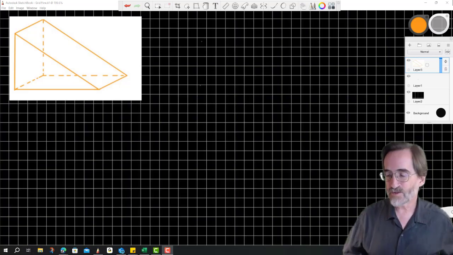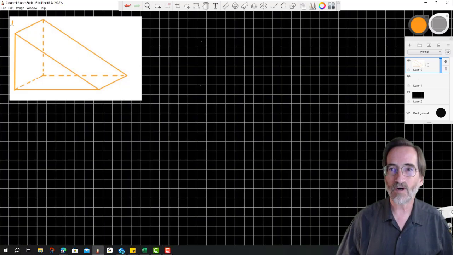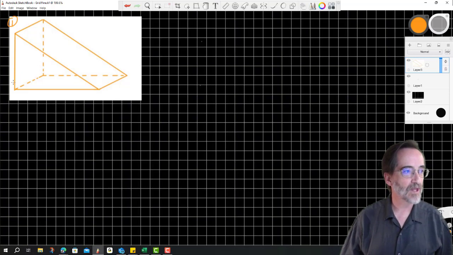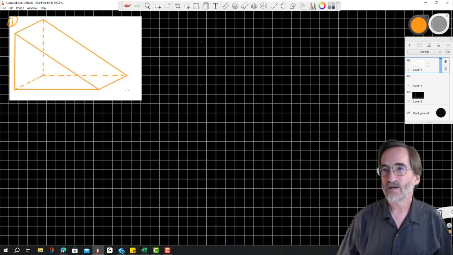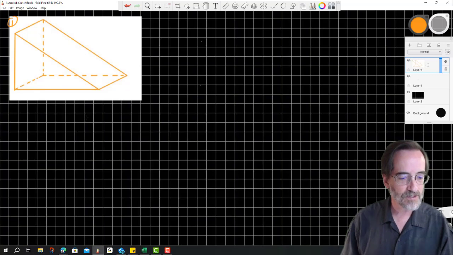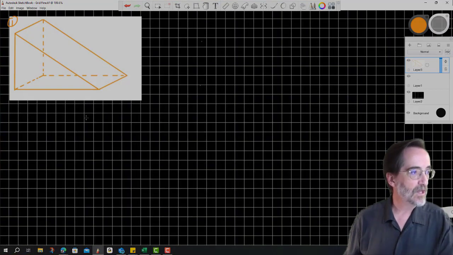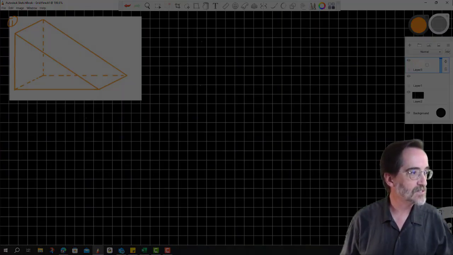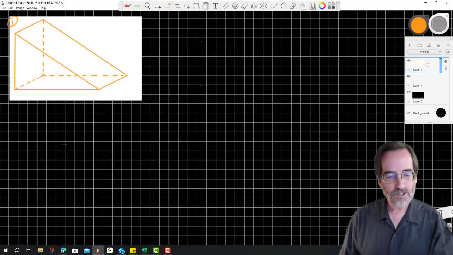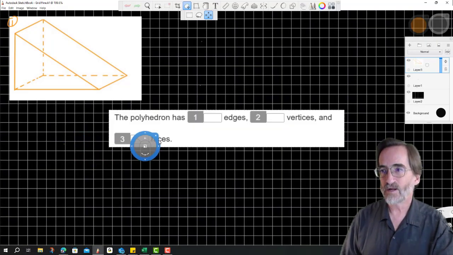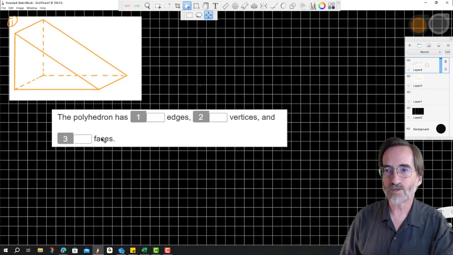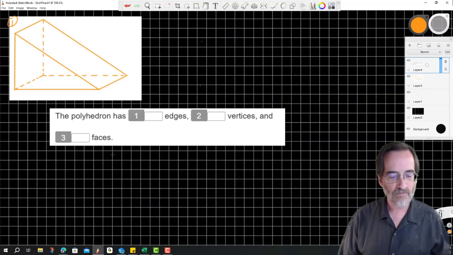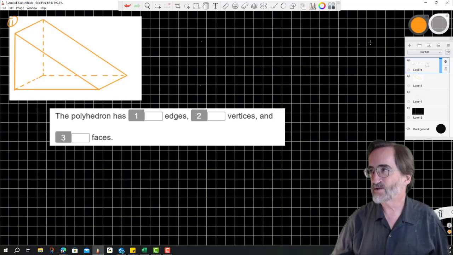All right, without further ado, let's get started on question number 1. Question number 1 asks, this polyhedron has blank edges, blank vertices, and blank faces. In order to answer this question, we need to know what an edge is, what a vertex is, and what a face is. Let's copy the question here as well. An edge is a line. It's the space where two walls or two faces meet, and it is always a line segment.